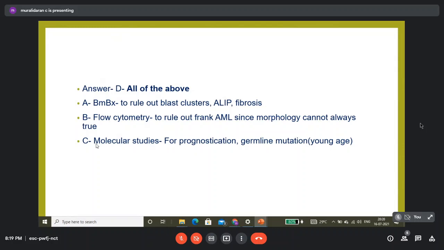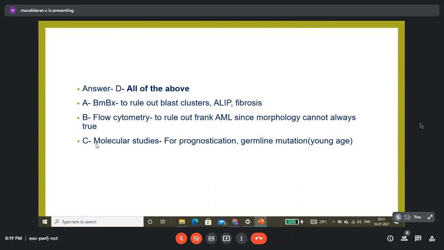So when there is a larger number of blasts in the bone marrow, the patient might need some amount of cytoreduction therapy. Even in a low risk MDS, when blasts are not increased, we don't recommend cytoreduction therapy. You can give some other treatment like lenalidomide. You can give hypomethylating agents, those types of drugs. So biopsy is very important in a given patient of MDS.